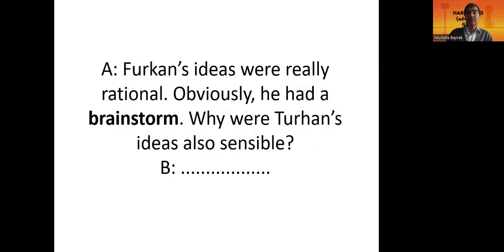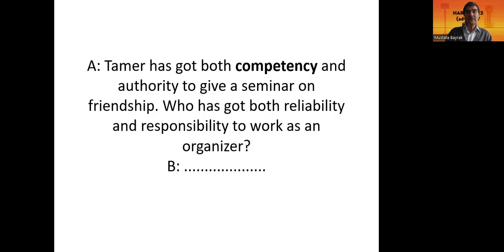Furkan's ideas were really rational, logical. Furkan's ideas were really logical, rational. Obviously, he had a brainstorm. Why were Turan's ideas also sensible? Because Turan is always into brainstorming ideas. Tamer has got both competency, proficiency, and authority to give a seminar on friendship.